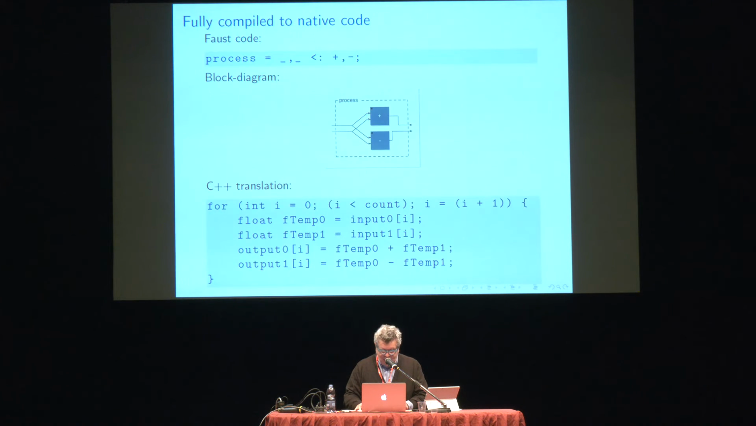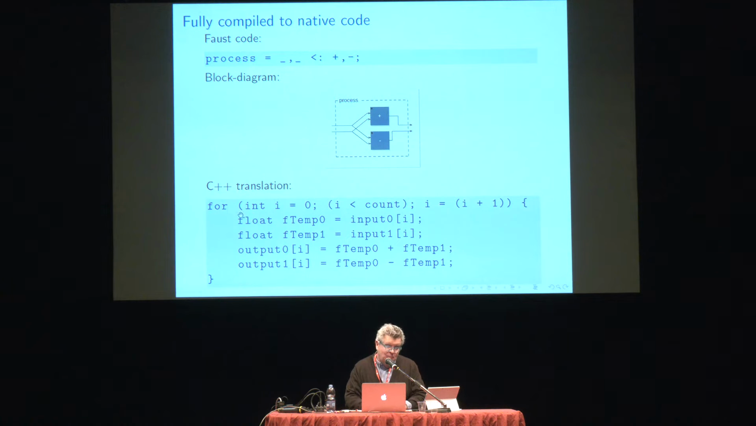Okay, fully compiled. So this is a very simple Faust program. Now you know underscore, you know the comma sign, so we have the two stereo cables. We have a split operation, an addition, and a subtraction. So it means that on the left channel, we add the two input channels, and on the right channel, we subtract the two input channels.